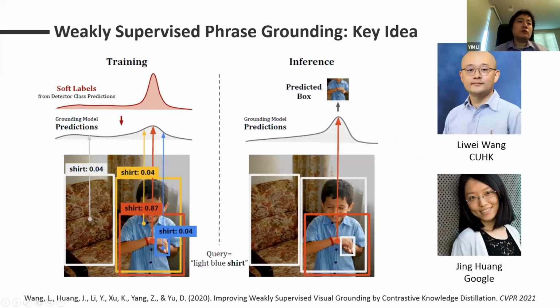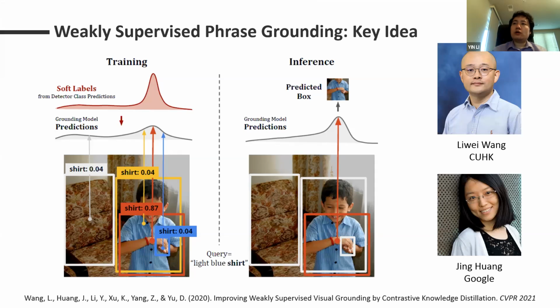During training, we assume that we have access to object detector outputs, right? And then we're trying to use these outputs to generate pseudo soft labels and use these soft labels to train our embedding networks. Now, during inference time, we don't assume that we still have object detection outputs. We directly use the learned embedding network to match the image regions to the textual phrases.